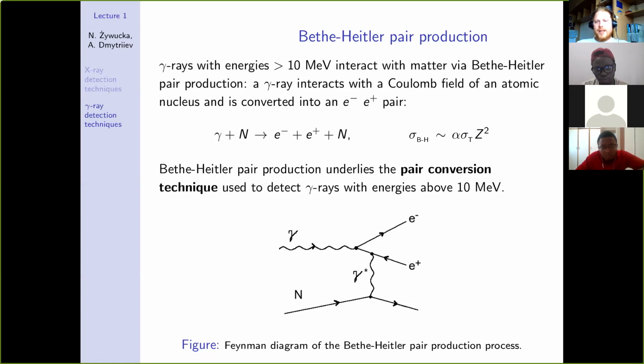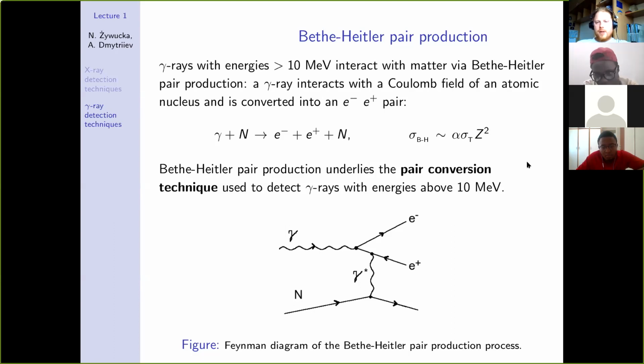So this process is impossible without a third particle. And the third particle, in this case, is the virtual photon provided by the Coulomb field of the atomic nucleus. So this is the third body, or third particle, which is required to preserve the momentum conservation law. There are two ways you can produce electron-positron pairs: either one single photon is interacting with a nucleus, or you've got two photons, two gamma rays, colliding, and you have an electron-positron pair.